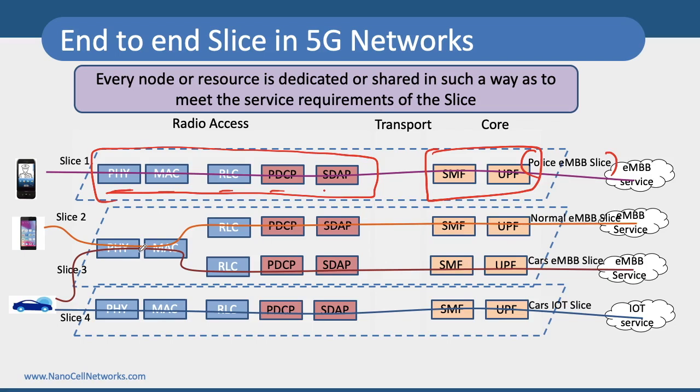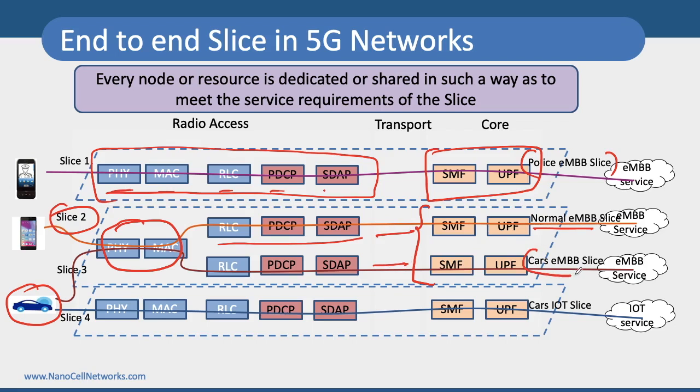However, if you look at the next example here, we have one particular device using slice 2 and another device using slice 3. They both go through the same radio slice, which is combined at the physical and MAC layer, but they have separate layers of RLC, PDCP and SDAP, and they are using exactly the same core network function. Typically they are using different core network functions. So one is for normal eMBB and another one is for car eMBB. The car infotainment services in the cars can be provided by car eMBB services.